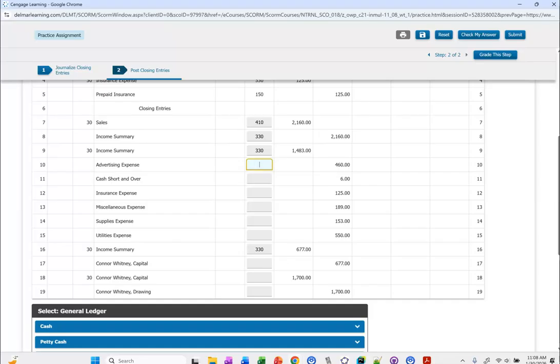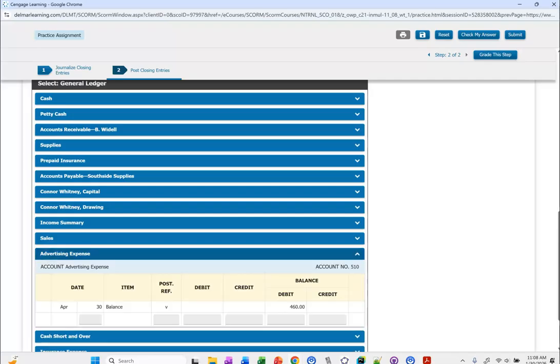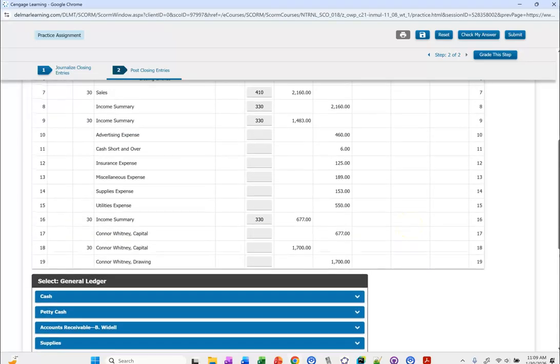All right, advertising expense. So I'll go find that one. Again, we're on the 30th, page 8. We have a debit of 460. To cancel that debit of 460, we need a credit of 460, which leaves us 0 at the end of the month. And that's account 510, so I have to transfer that back up here.